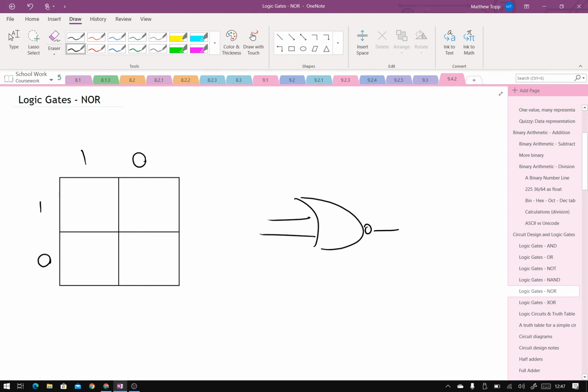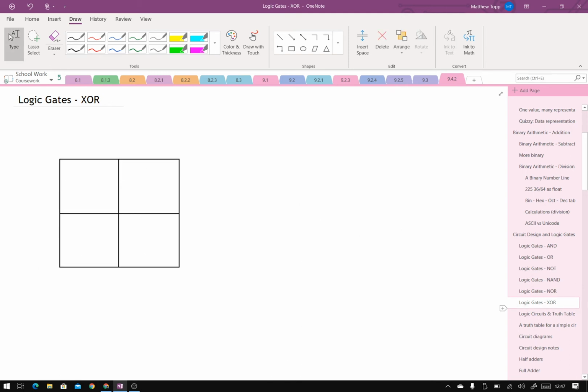When you're saying the logic out loud: 1 NOR 1, what's the output? 0. 1 NOR 0? 0. 0 NOR 1? 0. 0 NOR 0? 1. Very good. We've just done a straight invert of an OR gate. This is a NOR gate, not OR. Very simple. Last one. This one's interesting.